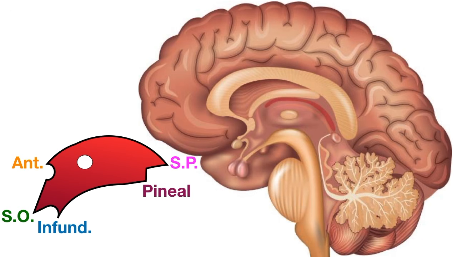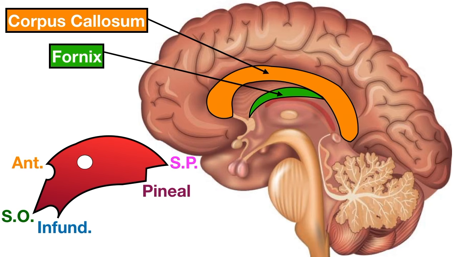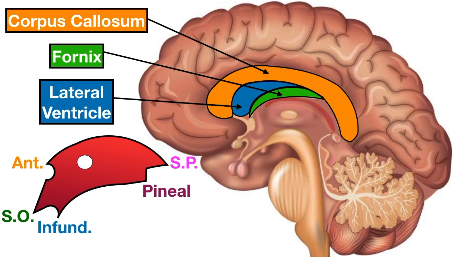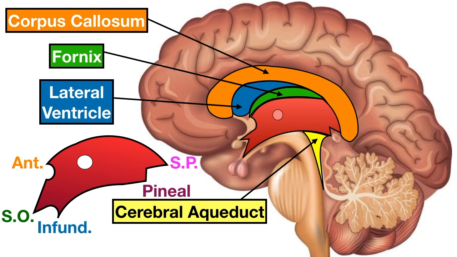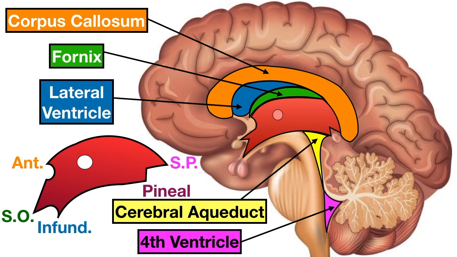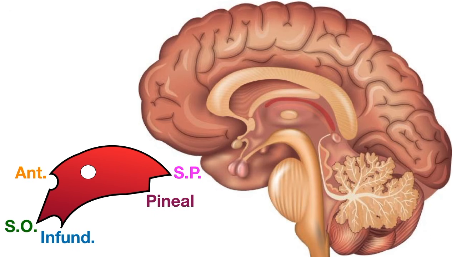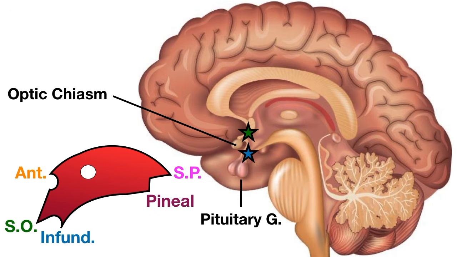Just as a refresher, we've got the corpus callosum, the fornix, the lateral ventricles are located on either side. Below that is the third ventricle, and then the cerebral aqueduct connects the third ventricle to the fourth ventricle. So starting with the infundibular recess, we can see it located on the floor of the third ventricle, and it protrudes inferiorly into the infundibulum or the pituitary stalk of the pituitary gland. And then just above that, we can see the supraoptic recess. As the name suggests, it's going to be located above the optic chiasm.